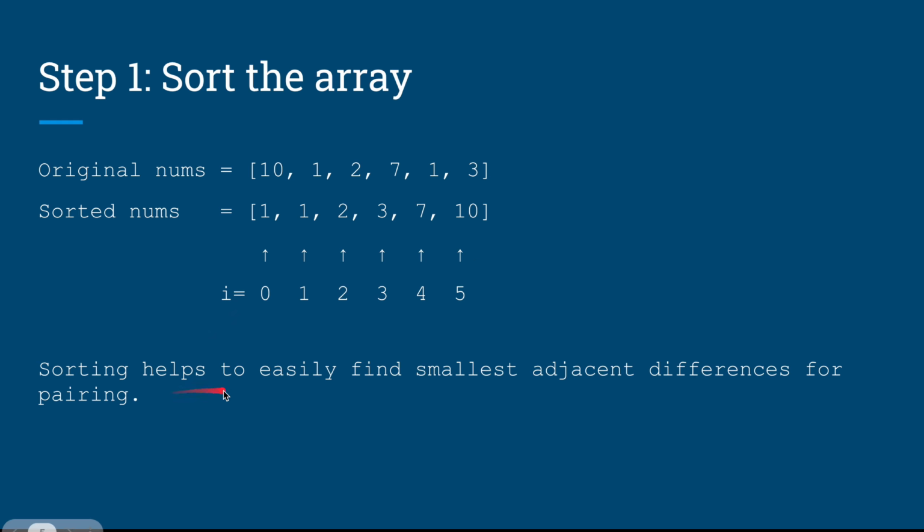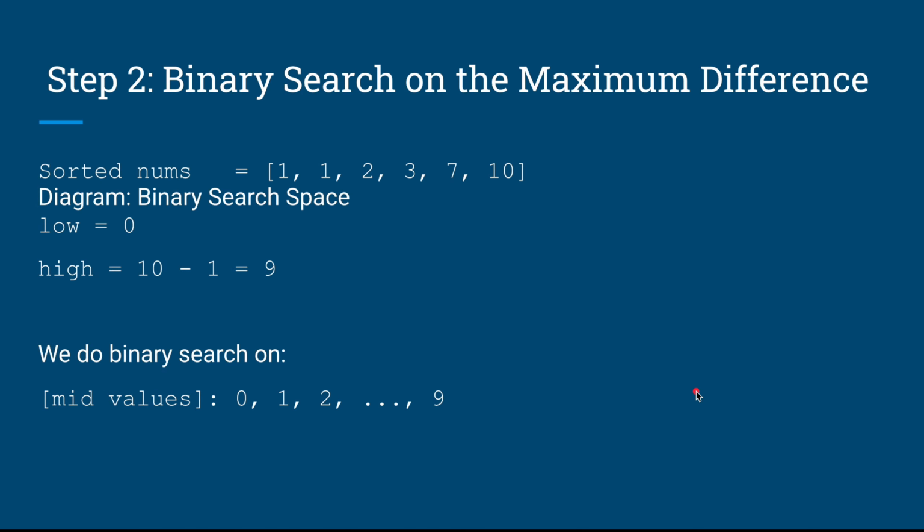Sorting helps us to easily find the smallest adjacent difference from the pairing, and for that we have been given the sorted array. So the binary search space will become from 0 to 9. Low will be 0, and high is 10 minus 1, the nums at the last index minus the nums at the first index, which is 9. Now we will do the binary search operation, so the mid values will come from 0 to 9.